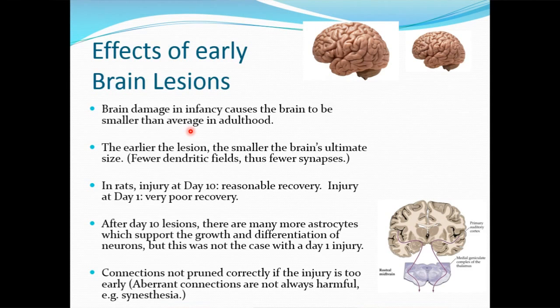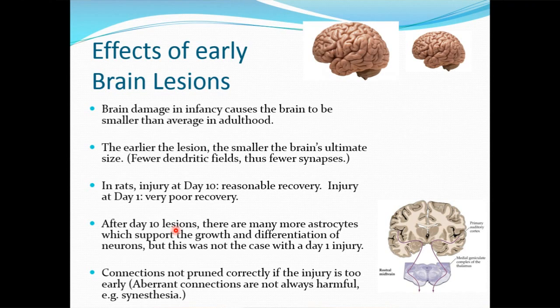Now, again, some studies done on rats. In rats, injury at day 10, it's a very specific time, led to reasonable recovery, but injury at day 1 led to very poor recovery. Again, if an infant is very young, there's a very poor outcome, but at a certain time of a baby's development, there's a reasonable outcome. With the rats, after day 10 lesions, there are many more astrocytes which support the growth and differentiation of neurons. But this was not the case with day 1.